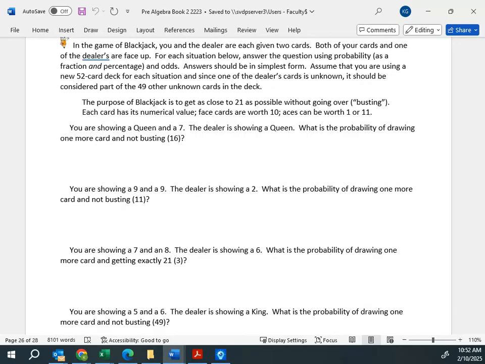We know 3 of them. We know your 2 and one of the dealer's. So that's why it's out of 49 for the one that we don't know.